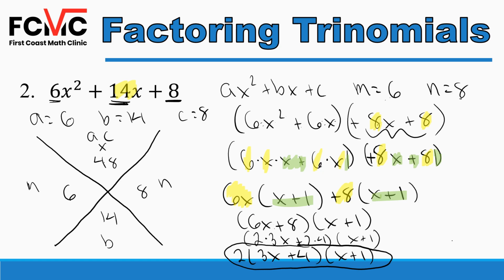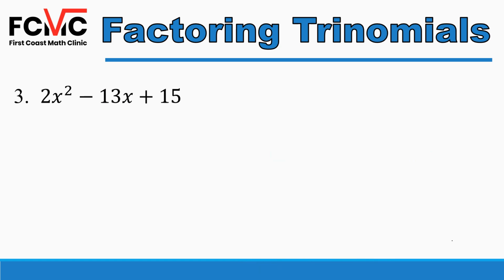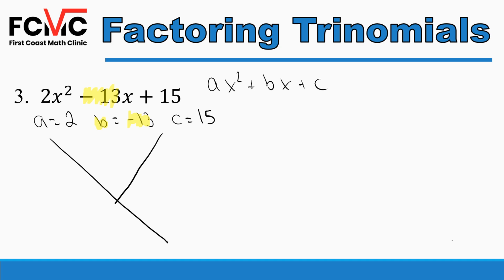All right, let's get into example number 3. All right, so for number 3, we've got 2x squared minus 13x plus 15. So again, our general form, ax squared plus bx plus c. So a is 2, b is negative 13. So we have plus b plus c, so we're including the minus sign with our b value. All right, so minus 13. And c is 15. So again, we want to find m and n.